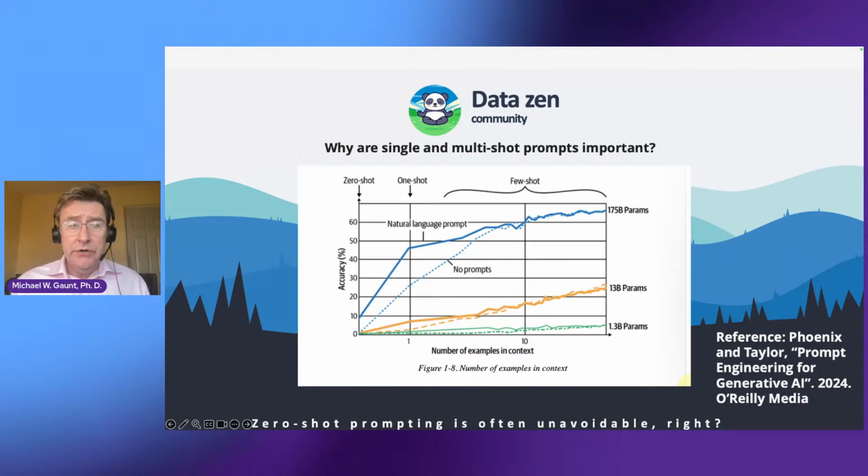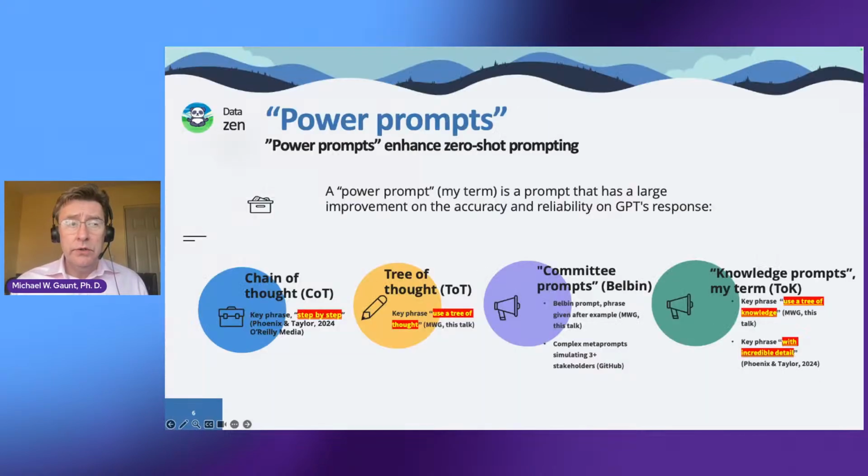And this becomes an area, this area is really power prompts. This is my own term I've used. And what I mean by that is a prompt that has a large improvement on the accuracy and the reliability of GPT's response.